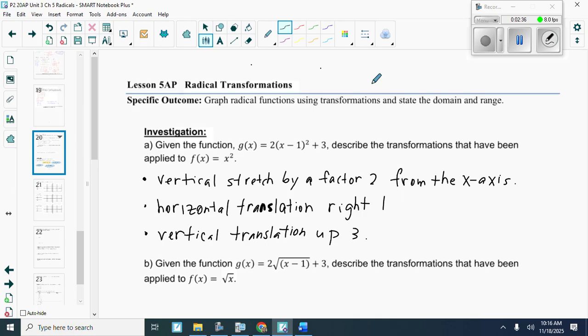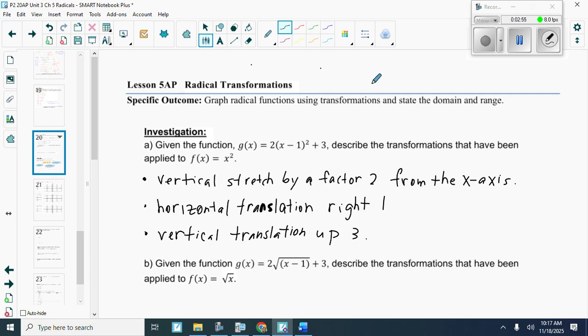Okay, we've been dealing with radicals. Now, we haven't really looked at what a radical function looks like yet. So today we're going to do the visual part. We're going to look at the radical function, what it looks like, and how it compares to some of the other functions that we've looked at.